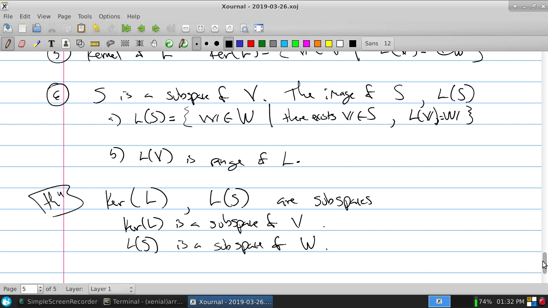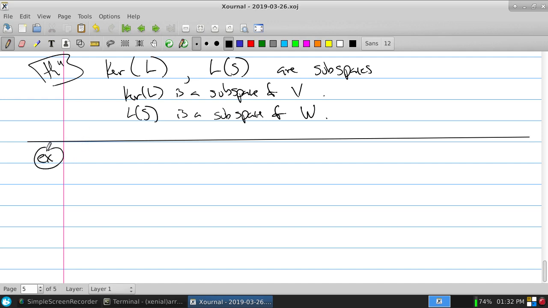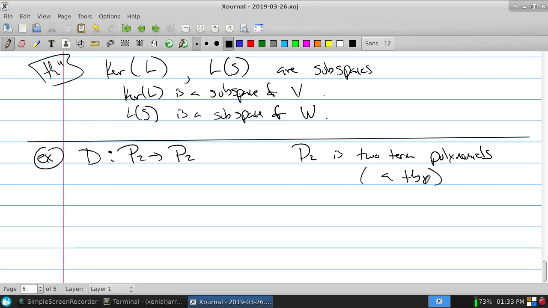So let's try another example. Let's say I'm going to take D, which is going to map P2 to P2. First off, what is P2? These are two-term polynomials, which would look something like what? Like A plus BX. So these are all linear polynomials, right?